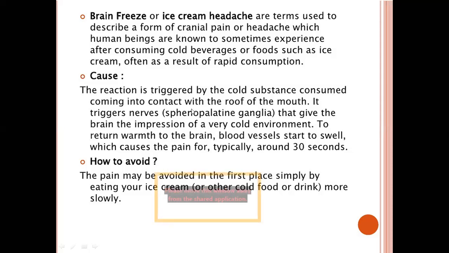Actually, what happens? The brain goes for freezing. To return to warmth, the blood vessels start swelling. This causes severe intense pain in the head, which lasts for 30 seconds. So this condition is called brain freeze or ice cream headache. The pain may be avoided. How will you avoid it? You have to eat your ice cream slowly. You should not eat in a hurry.